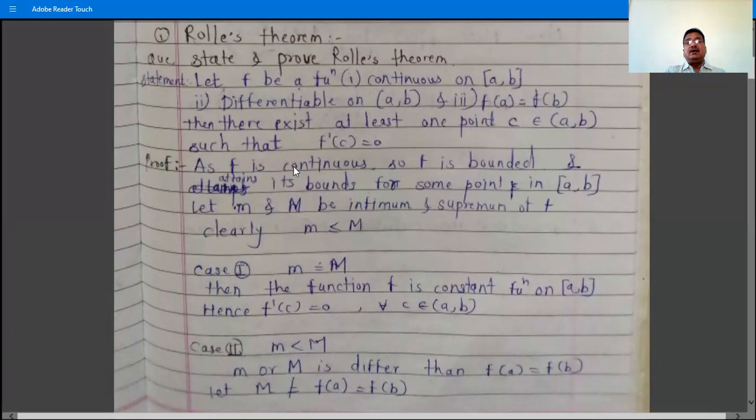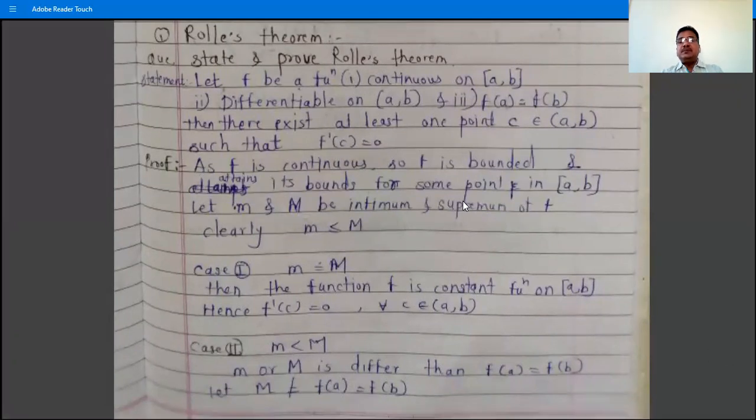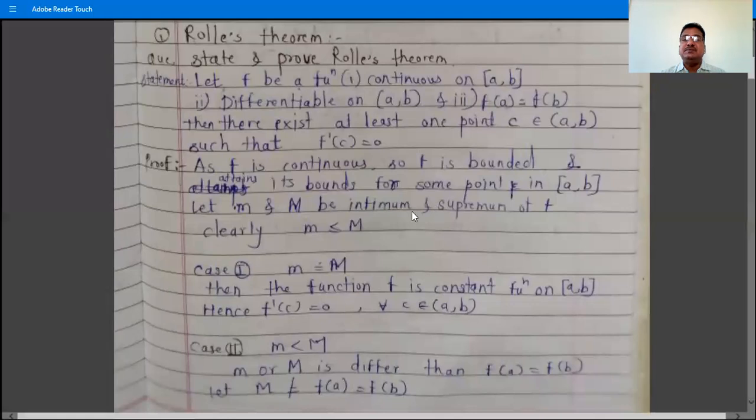The proof of this theorem: as f is continuous, f is bounded and attains its bounds at some point in the closed interval [a, b]. If the function is continuous, then the function is bounded. When we say the function is bounded, it means the function has a supremum and infimum, that is, an upper bound and a lower bound. If the function is both bounded above and bounded below, like a sequence, then we say the function is bounded. The function is bounded if its set of images is bounded, and a set is bounded if it has an upper bound and a lower bound.